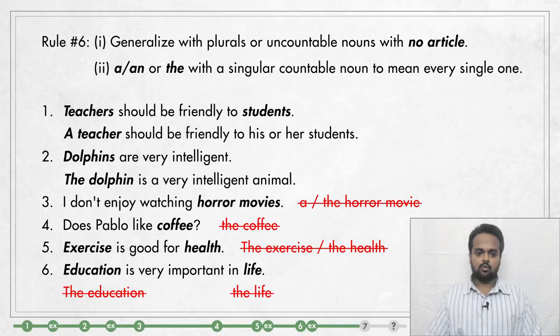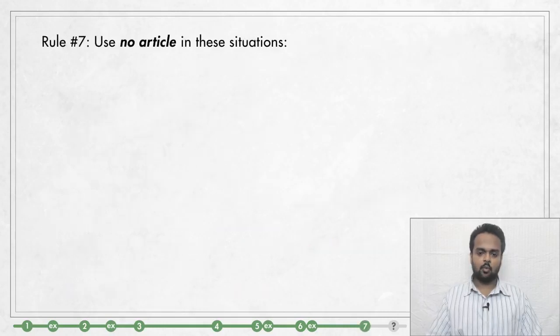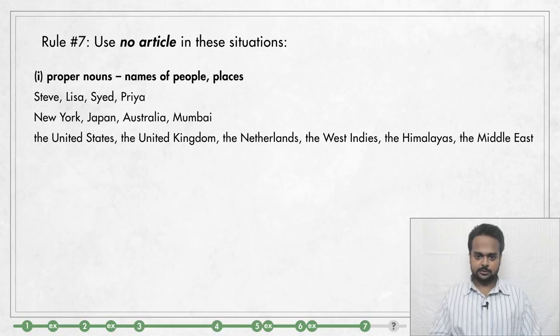Okay, let's now talk about rule number 7, and that is where to use no article. This is very important, and this is one place where mistakes are very common because there are many situations where you should not use an article. In a separate lesson, we will focus on all of these situations, but here's a short list.